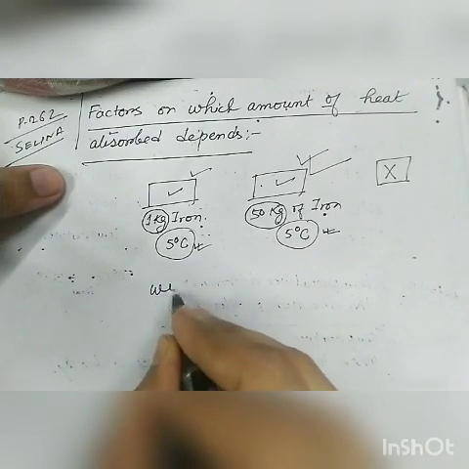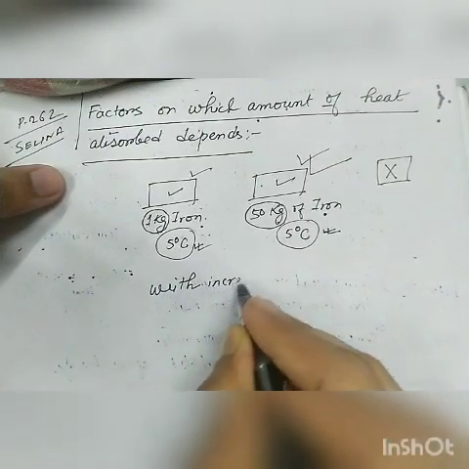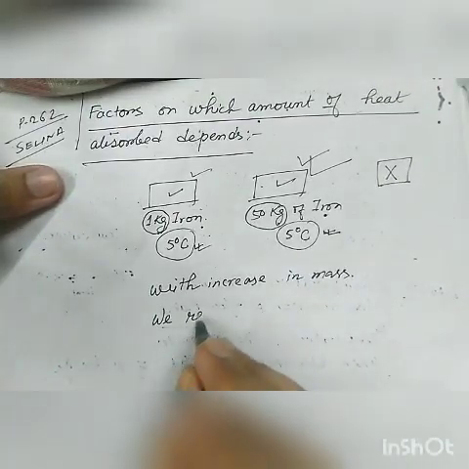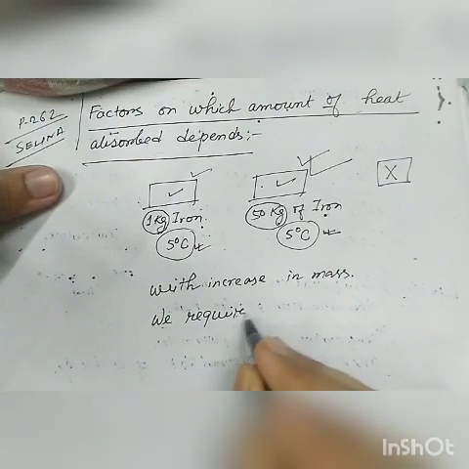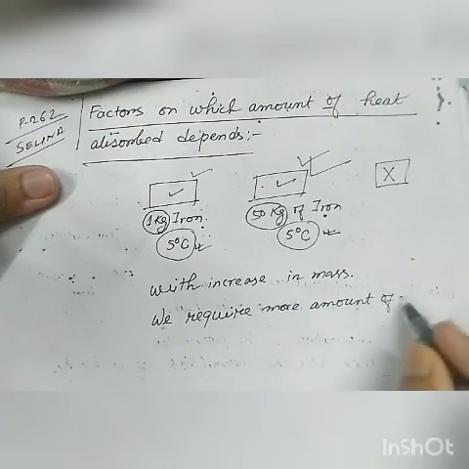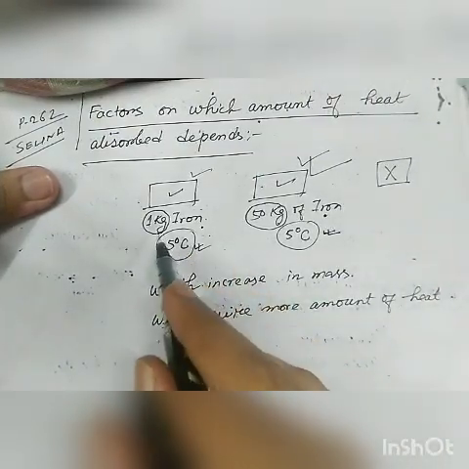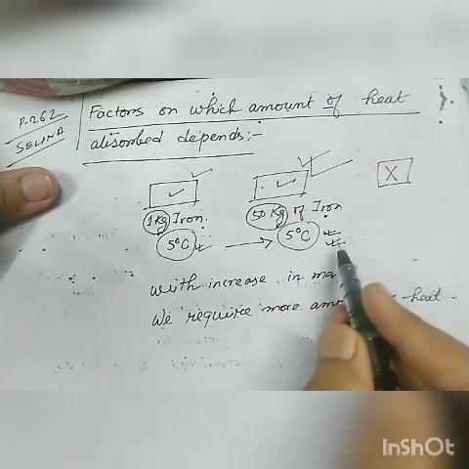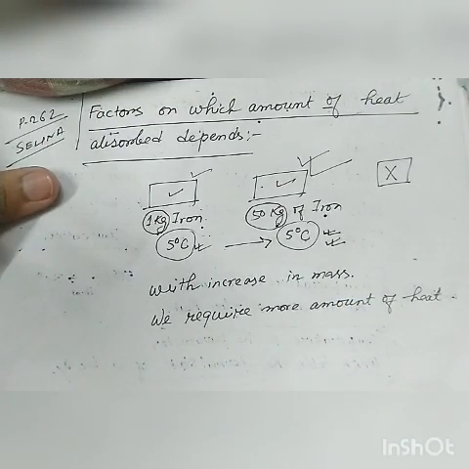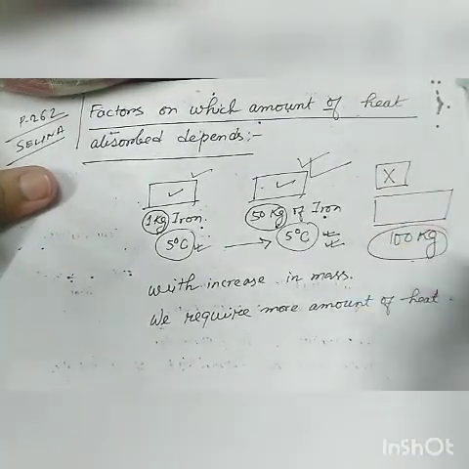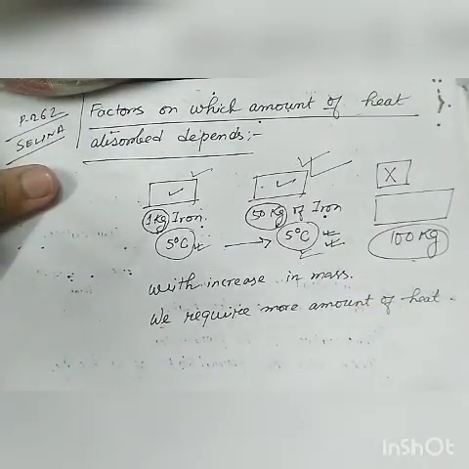So with an increase in mass, we require more heat. In the case of 50 kg compared to 1 kg, we will require more heat. And if I take another iron piece which is even larger, 100 kg, it will require more heat for the same temperature increase.